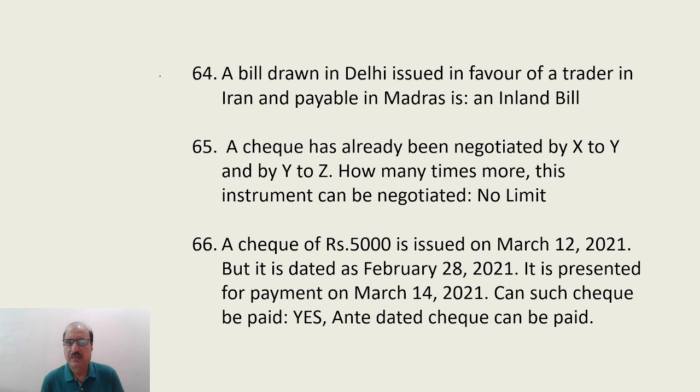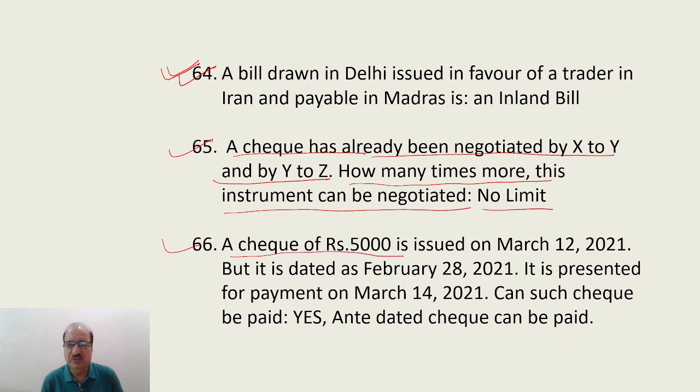Now coming to 65. Clear about it? Question number 65. A check has already been negotiated by X to Y and by Y to Z. How many times more can this instrument be negotiated? There is no limit. A bill or a check can be negotiated or endorsed any number of times. There is no limit.